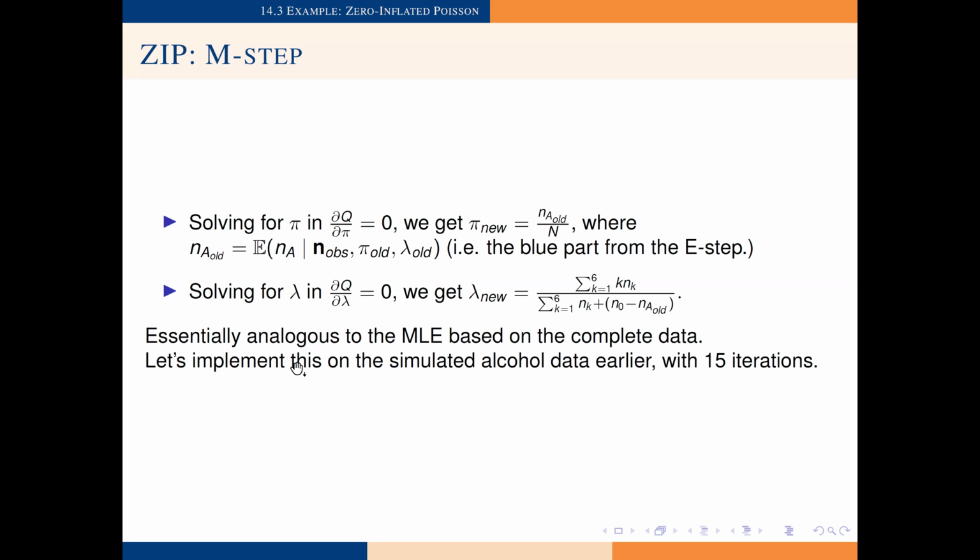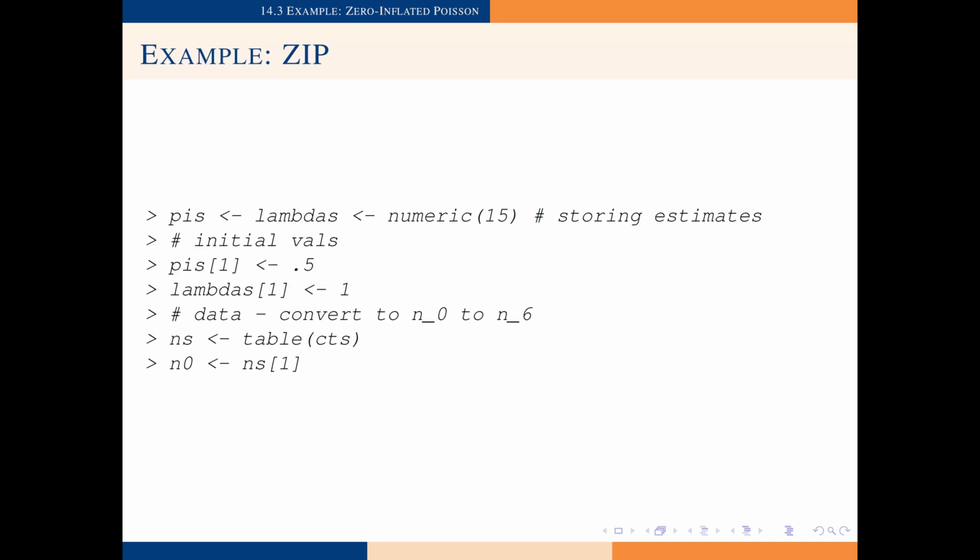Okay, so let's try to implement this on the simulated alcohol data. Let's run the EM algorithm for a total of 15 iterations. Let's use the pi's and lambdas, which are 0 vectors right now, for storing the estimates. Let's say the initial guess for pi, which is what proportion of people have 0 drinks, is 50%. Now let's say that out of the people who drink anything, the lambda initial value is equal to 1. In each EM cycle, we're going to update these sequences. So this is our initial pi old and lambda old.